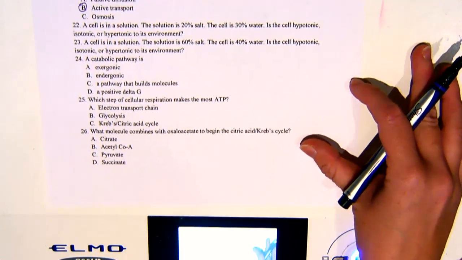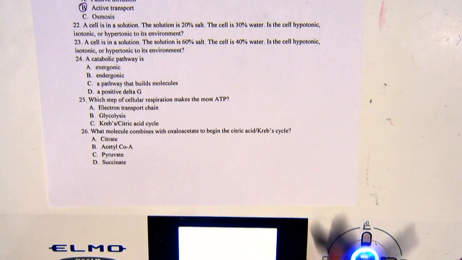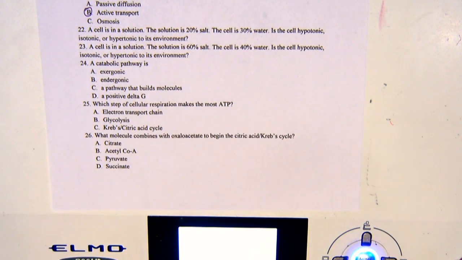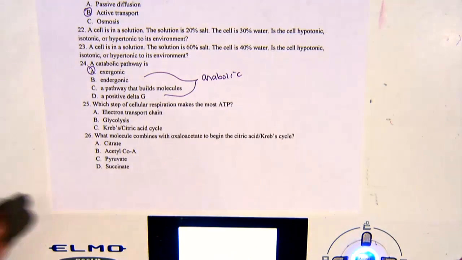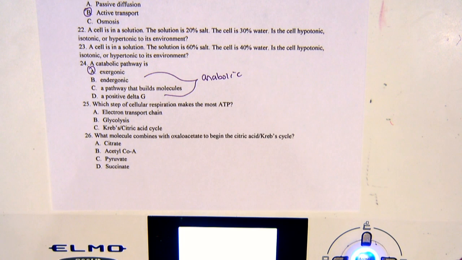All right, 24. A catabolic pathway is exergonic. Endergonic, a pathway that builds molecules, and a positive delta G all correspond with what? Anabolic. So these are all anabolic properties. So to find a catabolic pathway, besides being exergonic, it's going to have a pathway that breaks molecules, and it's going to have a negative delta G. So pretty much the opposite.